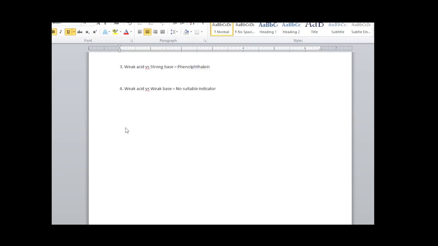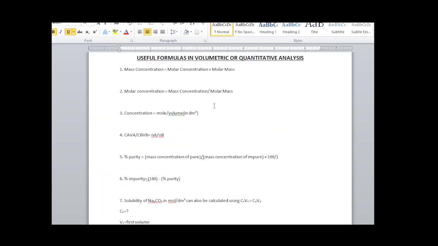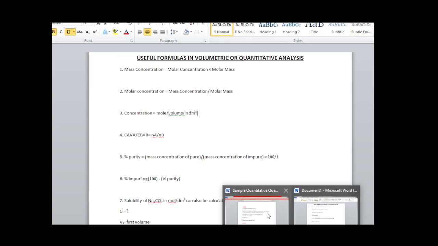So having taken this, let us quickly take a couple of questions that will help us familiarize ourselves with what practical questions, particularly in quantitative or volumetric analysis, are about. So that will bring us to these questions here.